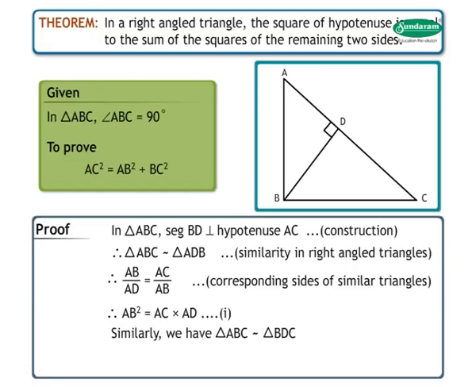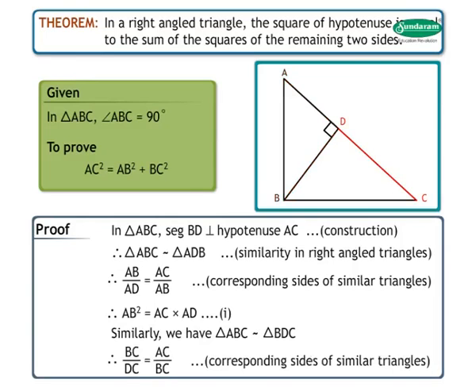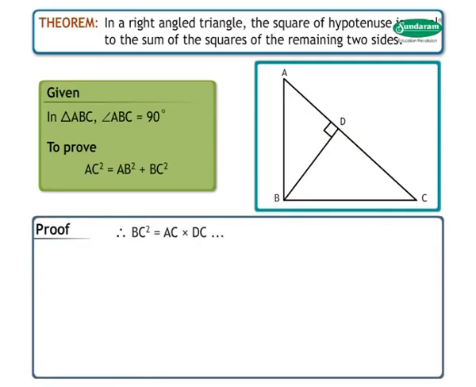Similarly, we have triangle ABC similar to triangle BDC. Therefore, BC upon DC is equal to AC upon BC, as they are the corresponding sides of similar triangles. Therefore, BC square is equal to AC into DC. Let us call this statement 2.